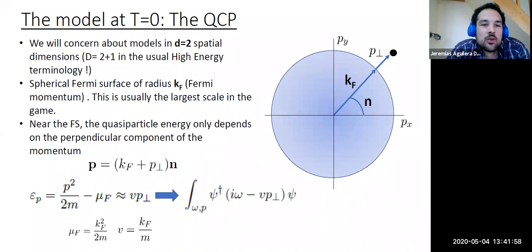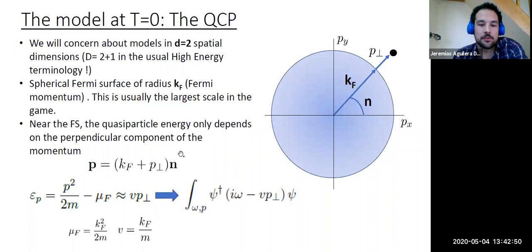Okay, so let me just describe the model at zero temperature, which is essentially the quantum critical point. The first remark is that we will work in two spatial dimensions. We'll consider a spherical Fermi surface of radius kF, the Fermi momentum, which is usually the largest scale in all these models. In two spatial dimensions, this Fermi surface is just a circle, as here in the figure. We have all the filled states inside, and for a given excitation above this ground state, the momentum is parameterized by the angular position on the Fermi surface, this normal vector n, and the orthogonal separation to the Fermi surface, this p perpendicular here.